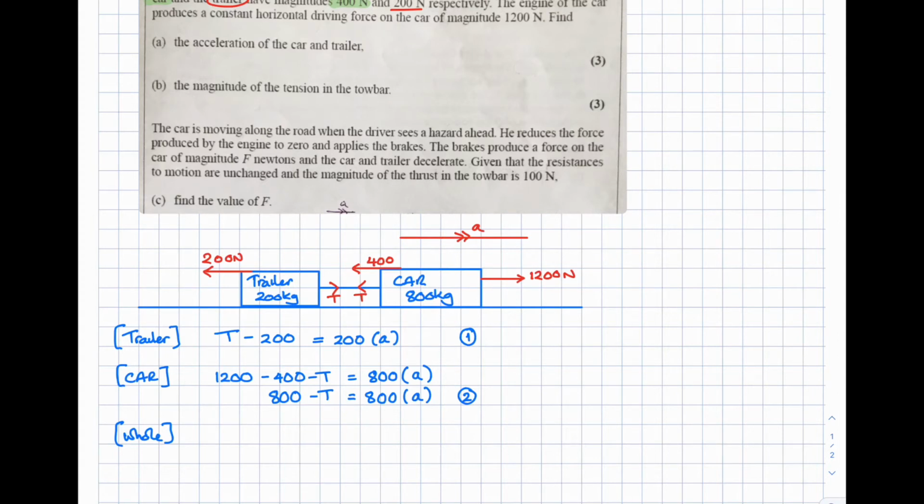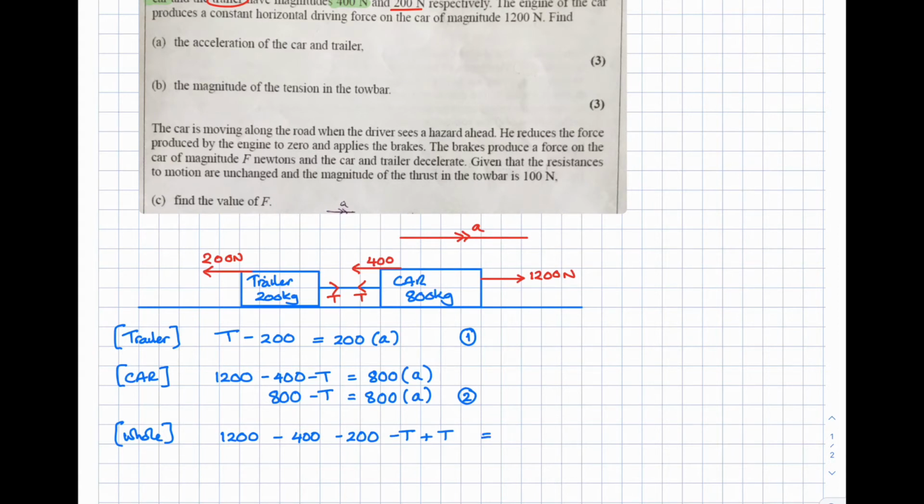So what's this equation of motion going to look like? Well, it's accelerating towards the right. So we've got 1,200 newtons as our driving force. Let's take off our two resistance forces, 400 newtons and 200 newtons. Remember, they're acting towards the left. We've got negative T and positive T, so negative tension and positive tension. So altogether there were 5 forces acting on the entire system.